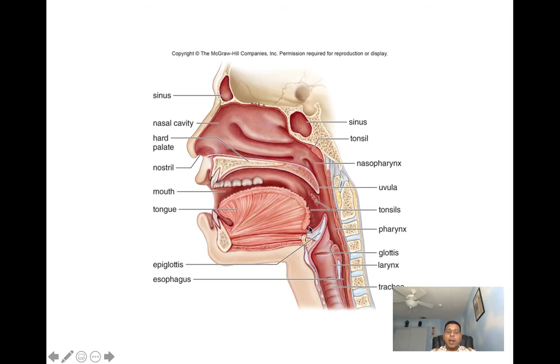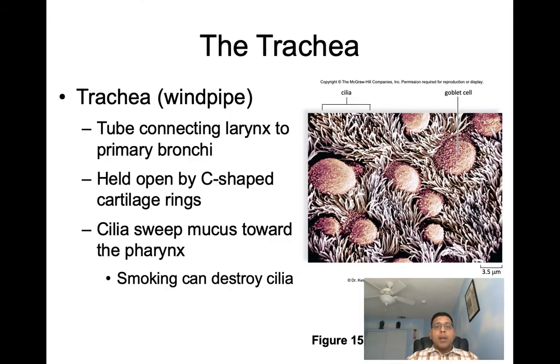So we're here to talk about the respiratory system. We're going to make our way from air entering the pharynx and then down into the larynx and the trachea. That's where we are at, down into the trachea. So let's talk about the trachea next. The trachea, also called the windpipe, is going to be a tube connecting the larynx to the primary bronchi.